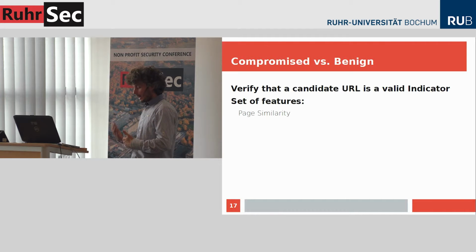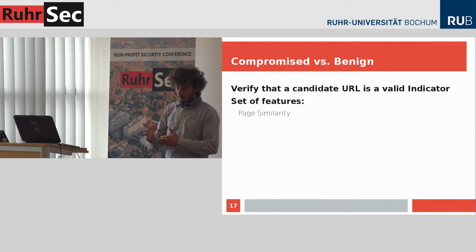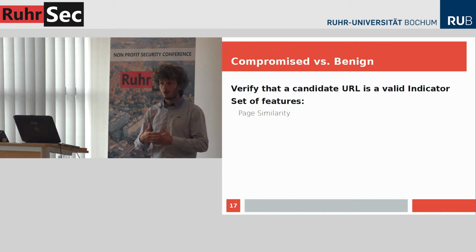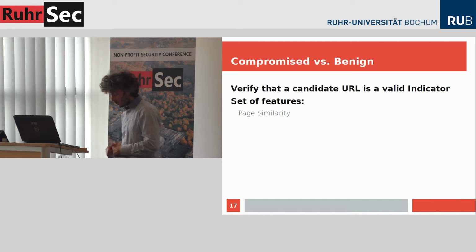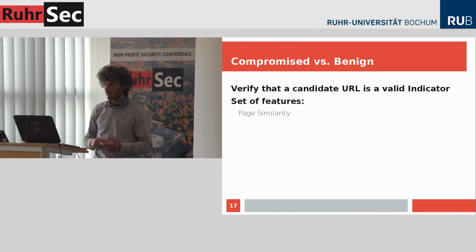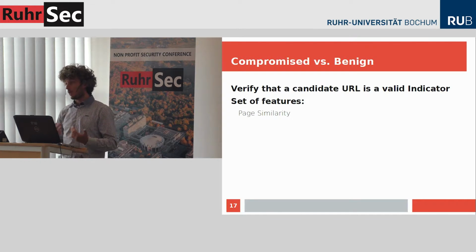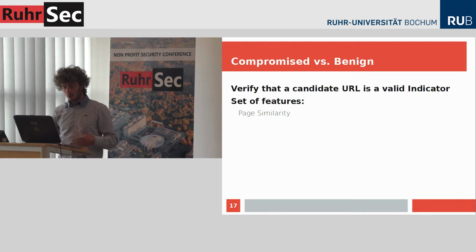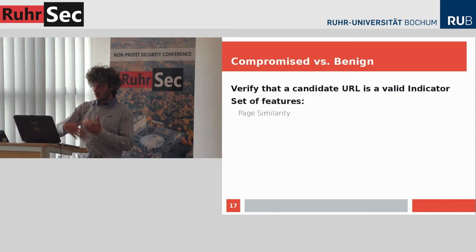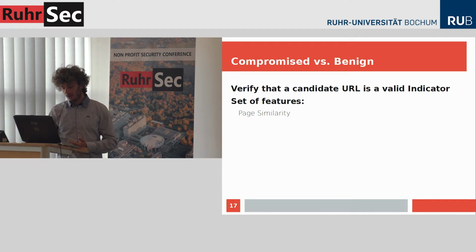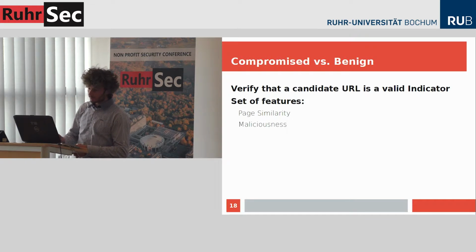So we look, out of these pages that we extract, for the similarity of the pages that include our indicator of compromise. Here we use ssdeep, which is an algorithm to compute the similarity between, in this case, web pages. It uses a fuzzy hashing algorithm to do it. So what we do, we compute the similarity between these 100 pages, and we use this value as one of the features for our algorithm.